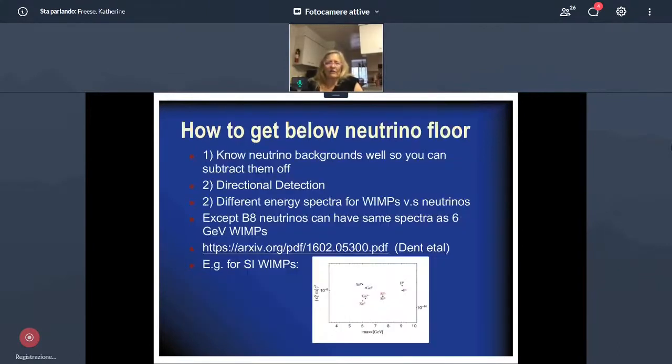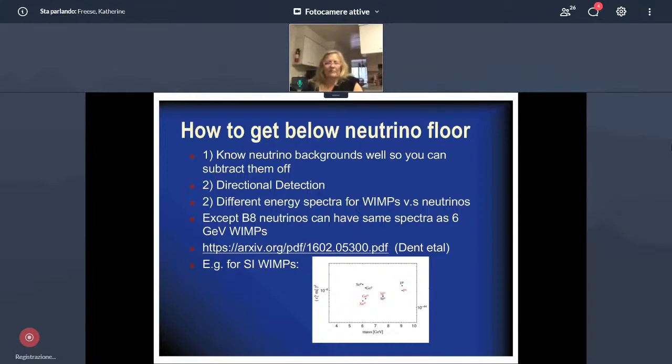How can you tell the difference between neutrinos and dark matter? Well, for one thing, you know where the neutrinos are coming from, the sun and the atmosphere, so you can subtract them off. So that's number one. Number two, if we have directional detection, if you can determine what direction the WIMPs are coming from, then that really helps. And the third one is a different energy spectrum for the WIMPs versus neutrinos, with some exceptions where that's not good enough because the spectra are too similar.